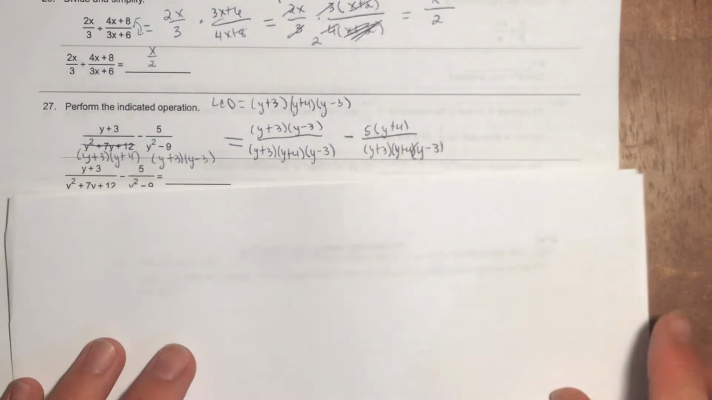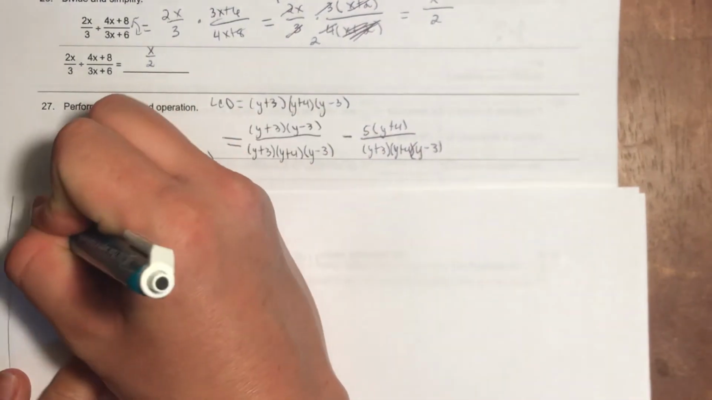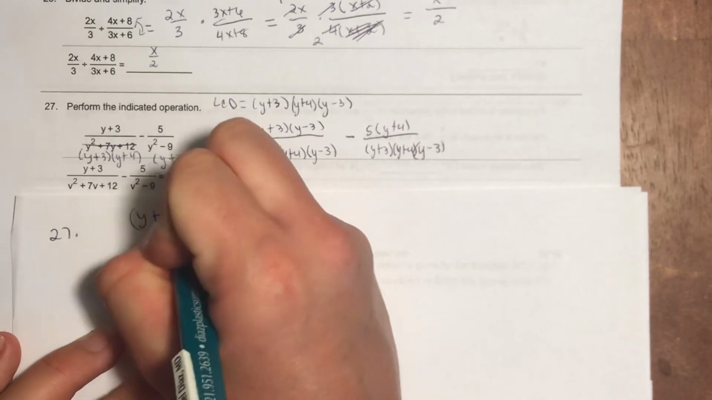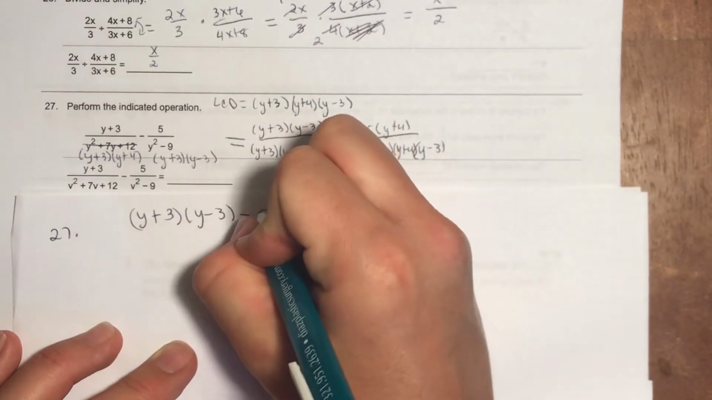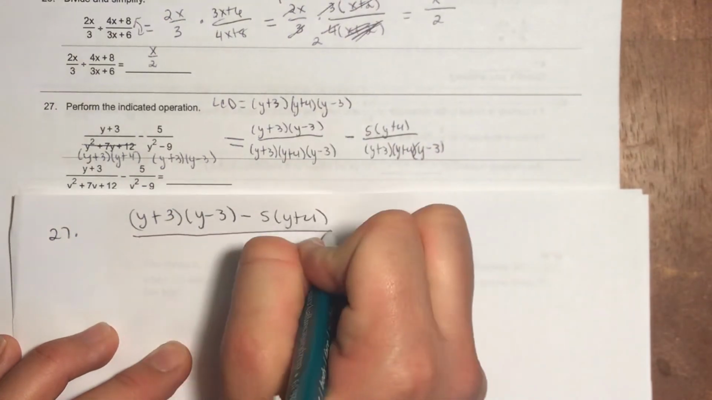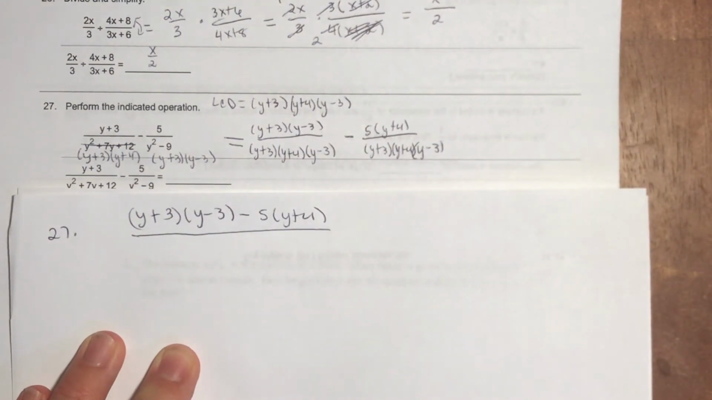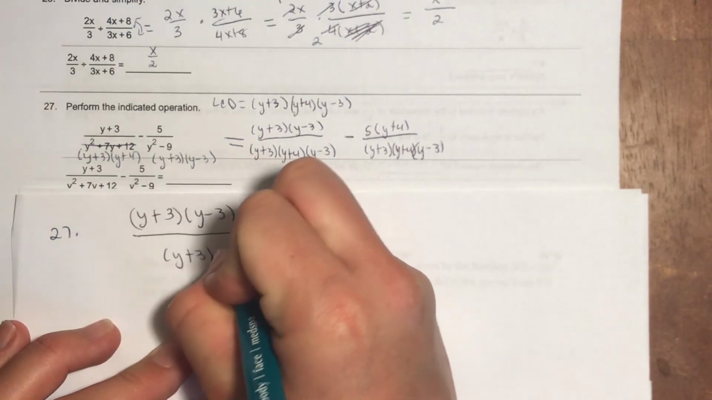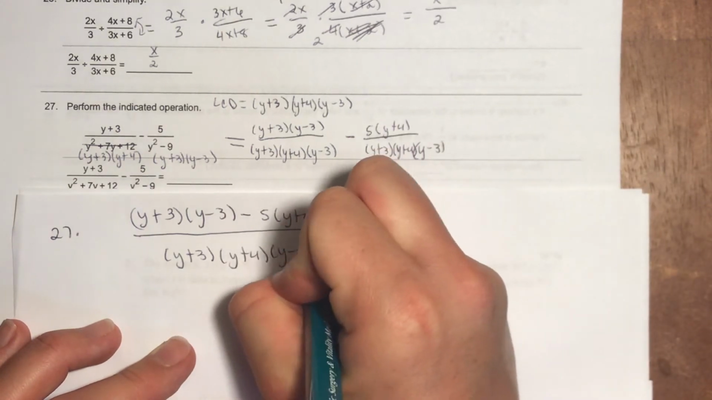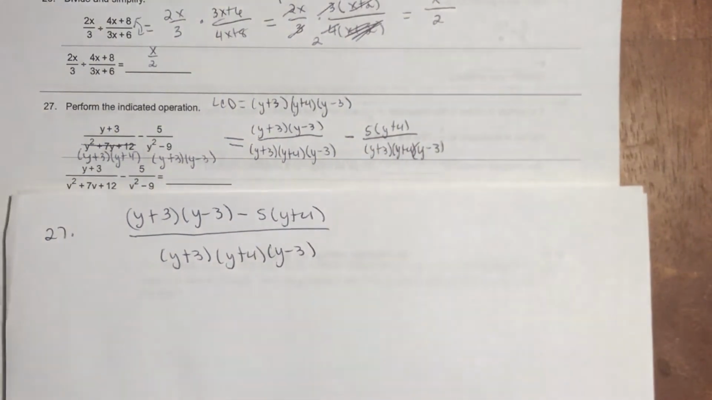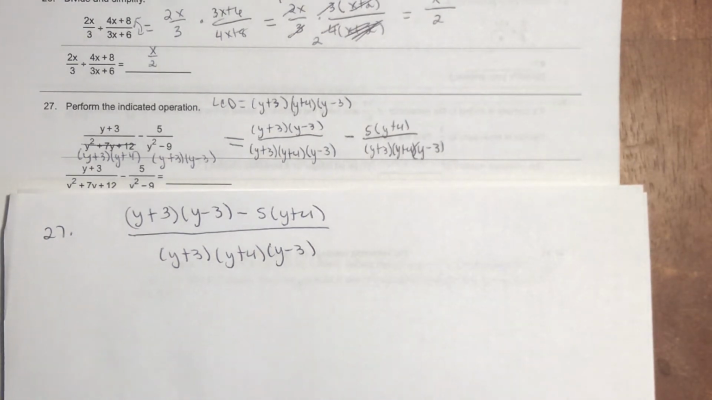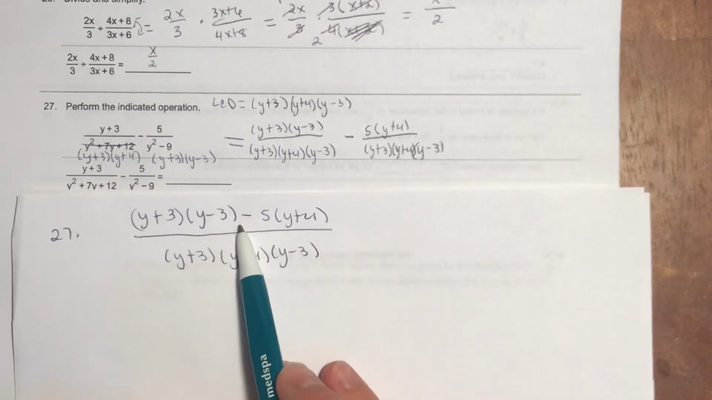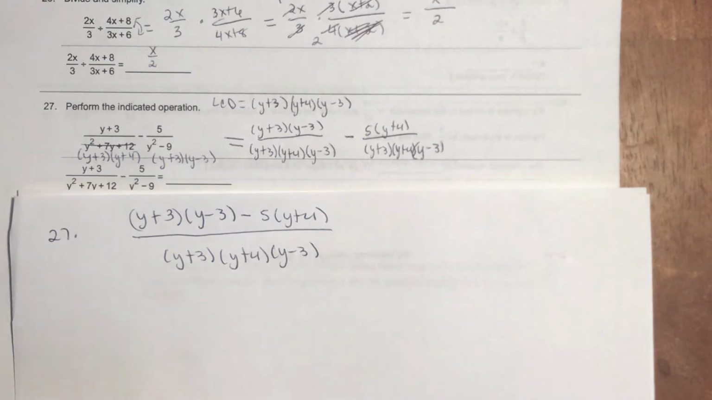I need a little bit more room, so let me add this paper here. 27. Okay, so I can combine the numerator, y plus 3 times y minus 3 minus 5 times y plus 4 all over the same common denominator. So that's y plus 3, y plus 4, y minus 3. Now we need to simplify the numerator and then see if we have common factors. Remember, you can't cancel anything out yet because of this minus separating these two terms.